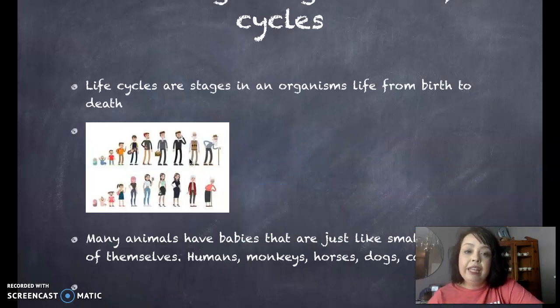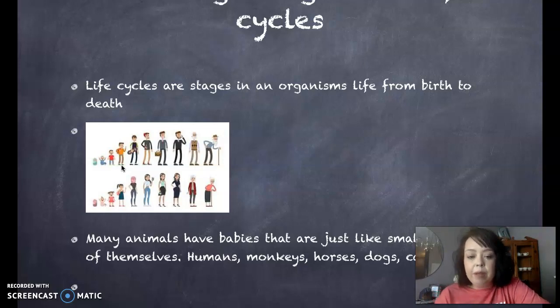So all living things have life cycles. Life cycles are stages in an organism's life from birth to death. On the screen I have the human life cycle. It starts with a little baby, then it goes as the human grows up, and it gets to a kid and a teenager, then an adult, and the adult gets older and older, and then finally they die. And that's the life cycle.